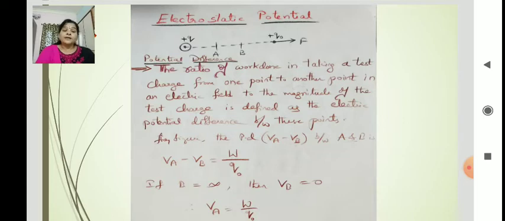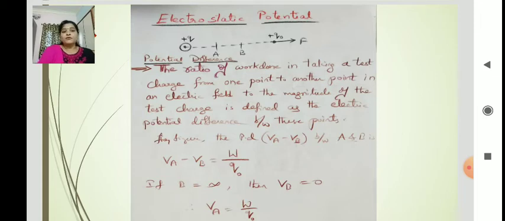In order to bring this test positive charge between these 2 points, opposing the electrostatic force, opposing the field due to charge plus Q, some work has to be done. So, some external agent has to do some work to bring this unit positive test charge from point B to point A in the electric field produced by the charge plus Q.